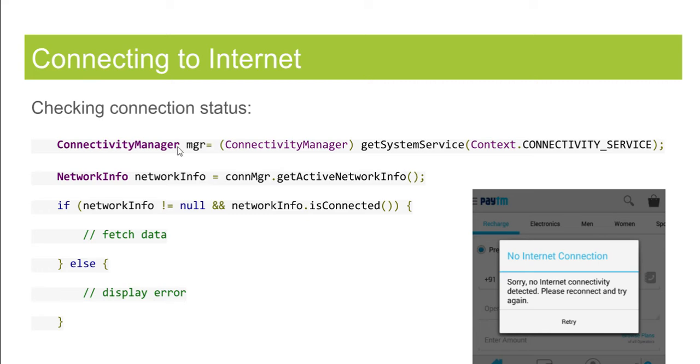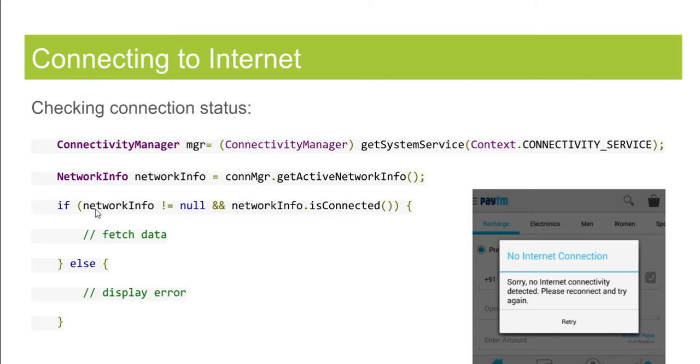We can get reference to connectivity manager object using get system service, which this method we typically use to access other system services or manager classes like location manager, preference manager, or package manager. We'll pass this parameter connectivity service, and from connectivity manager we will access the current network state. Network info is the object which has the information about the current network state. Connectivity manager dot get active network info.